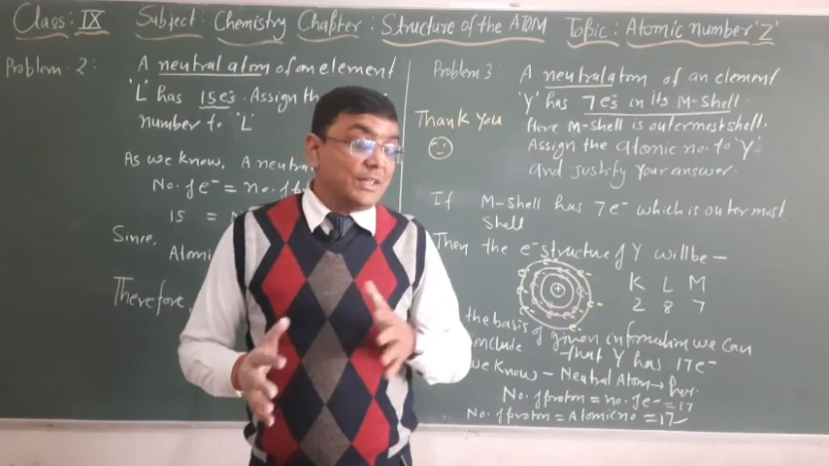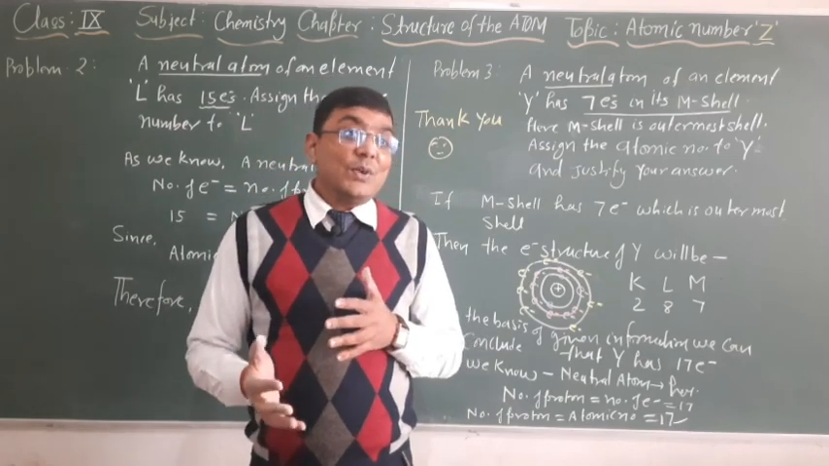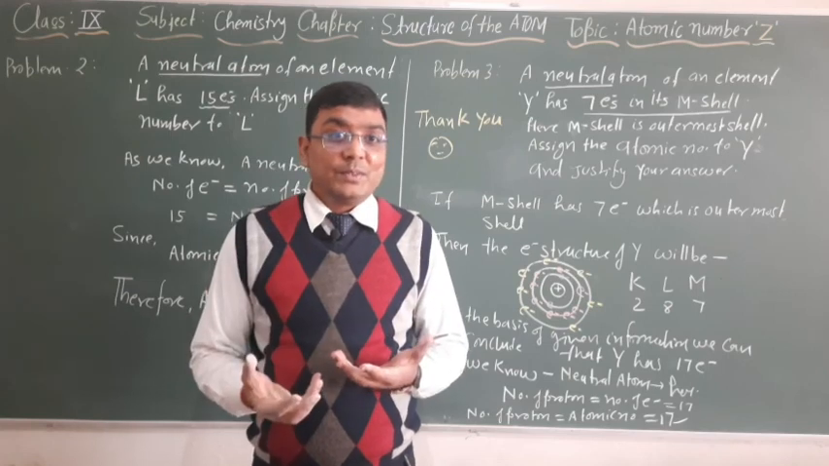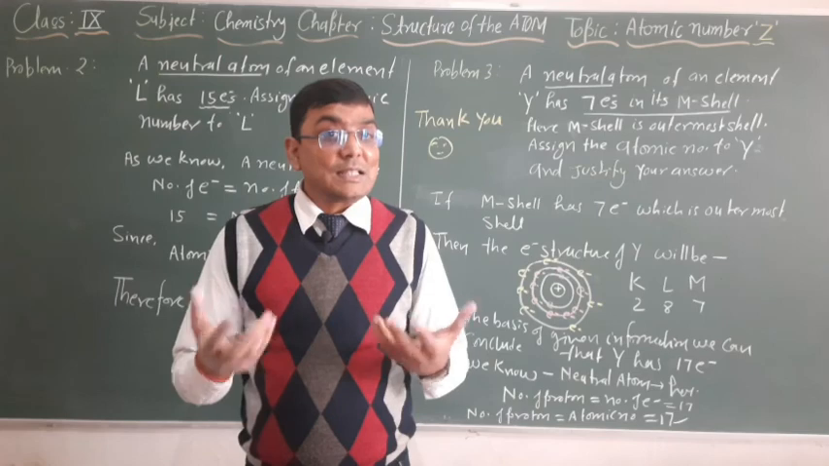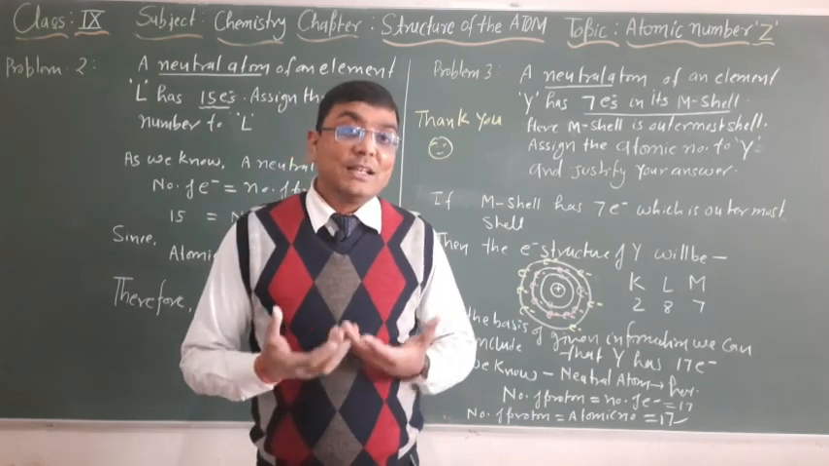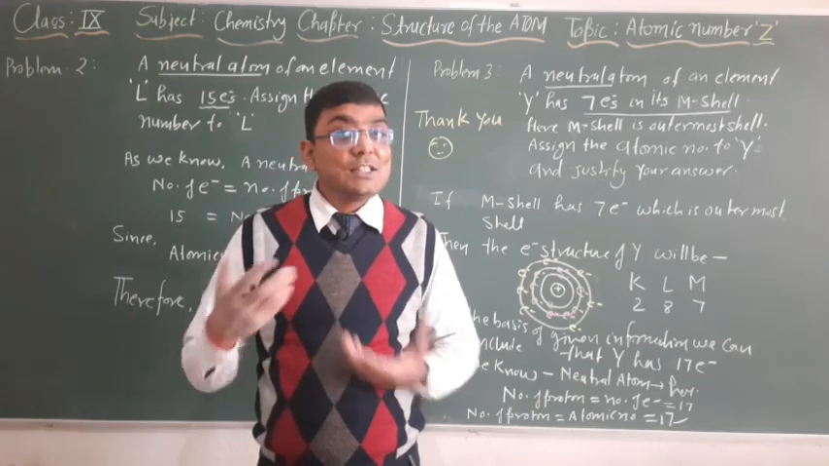Next class we will learn what the mass number is, and why we call the mass number the sum of the number of protons and neutrons. What is the reason behind this?